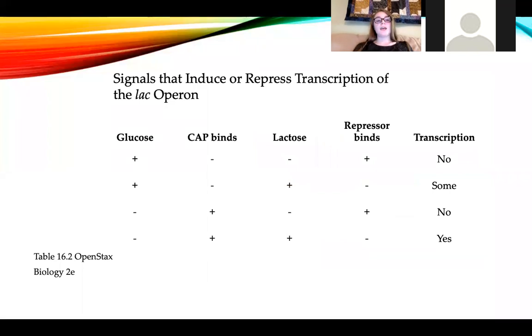All right, so this is just another one of the figures that shows the signals that induce or repress transcription of the lac operon. It explains what induces or represses the lac operon transcription.